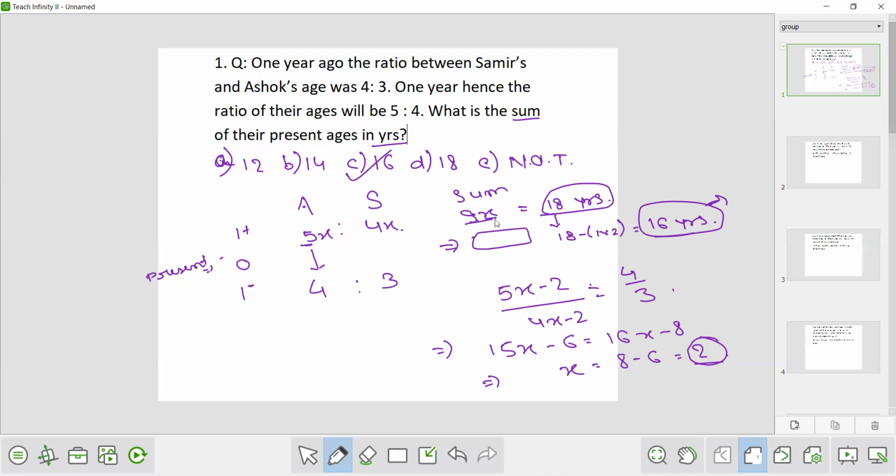If you don't want to find it like this, 9x is equal to 18, so you find x value is 2. So Ashok's age will be 10 years and Samir's age will be 8 years. Now 1 year later, Ashok will be 10 years, so at present Ashok's age is 9 years and at present Samir's age will be 7 years. So 9 plus 7, you will get 16 only. But the earlier method is quite helpful; you will find the solution easily. Here you have to make a lot of calculations. So the answer is ultimately C, that is 16.